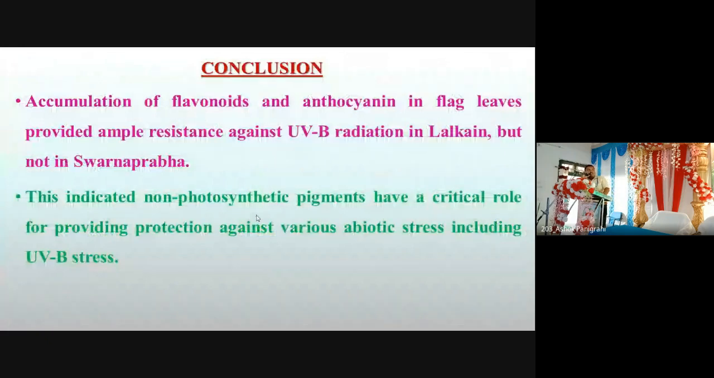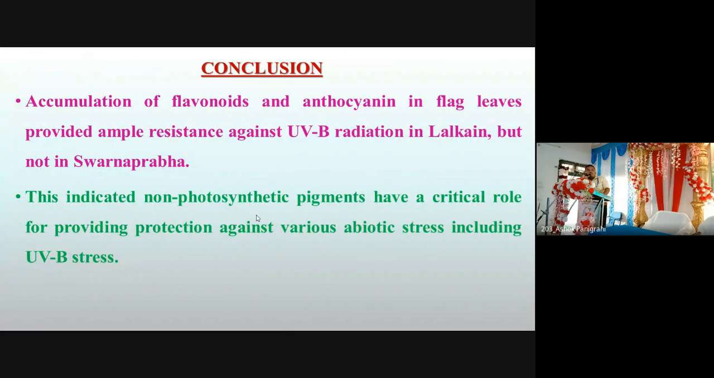My conclusion is the non-photosynthetic pigments, basically the anthocyanin and flavonoids, have a critical role against the UVB radiation, which is considered as the biochemical marker against the UVB radiation, which is rich in the traditional variety, but not in the Swarnaprabha variety.